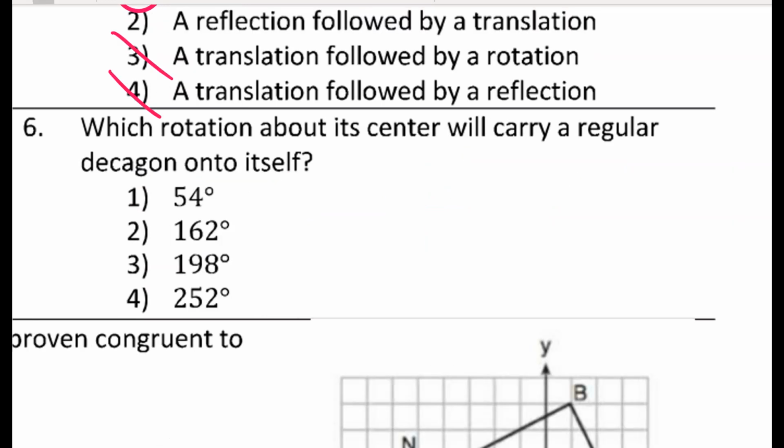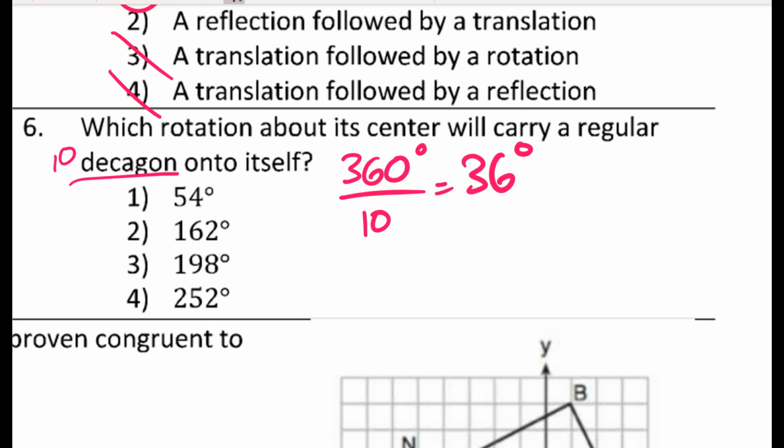Similarly, for number 6, it says which rotation about its center would carry a regular decagon, remember that's 10 sides, onto itself. Well, if I take 360 degrees, a full rotation, and divide it by the 10 sides, every time I spin it 36 degrees, I'm going to end up right on top of itself again.